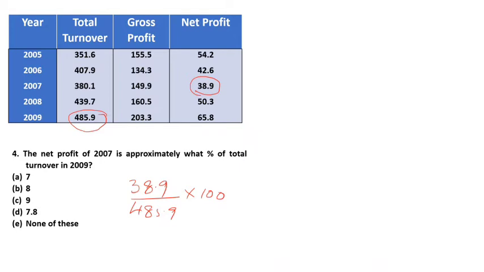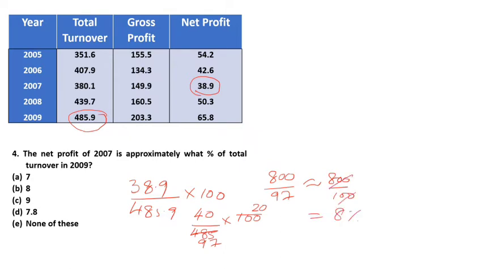38.9 out of 485.9. So 38.9 approximately we can take as 40. And 485.9, let me take it as 485, so it is easy for us to cancel with the 5. Multiplied by 100. So here I can cut 485 and 100: here 20 times, here 97 times. So it becomes 800 by 97. So 800 by 97 will be approximately equal to 800 by 100, so you can cut it as 8%.